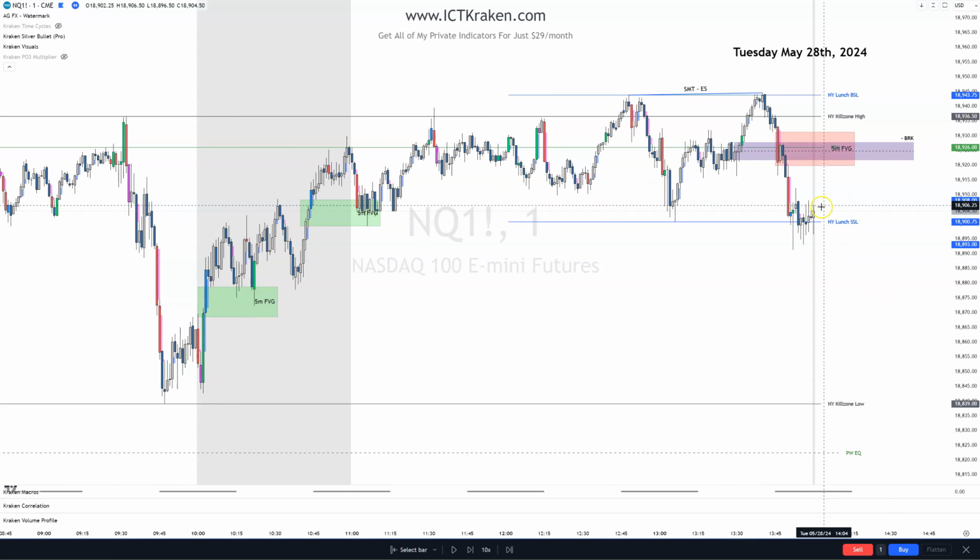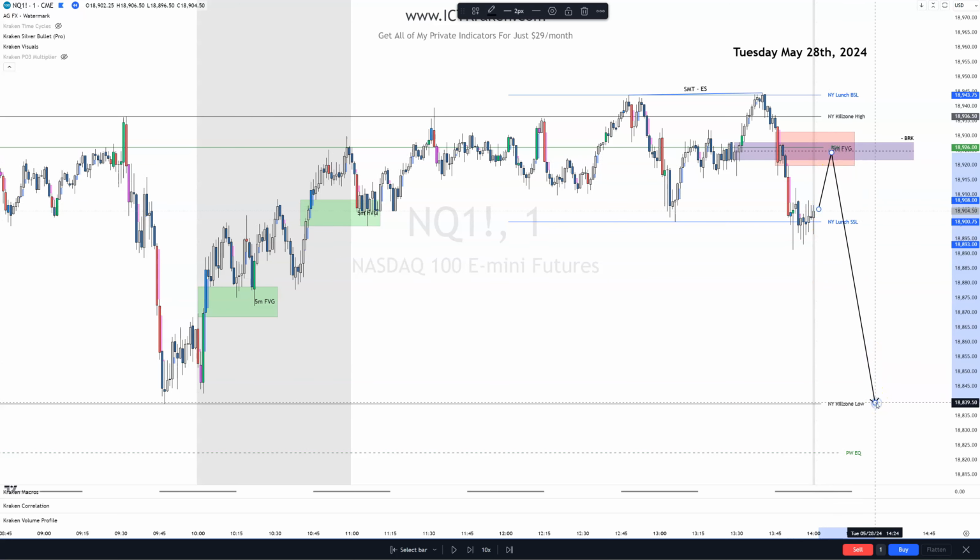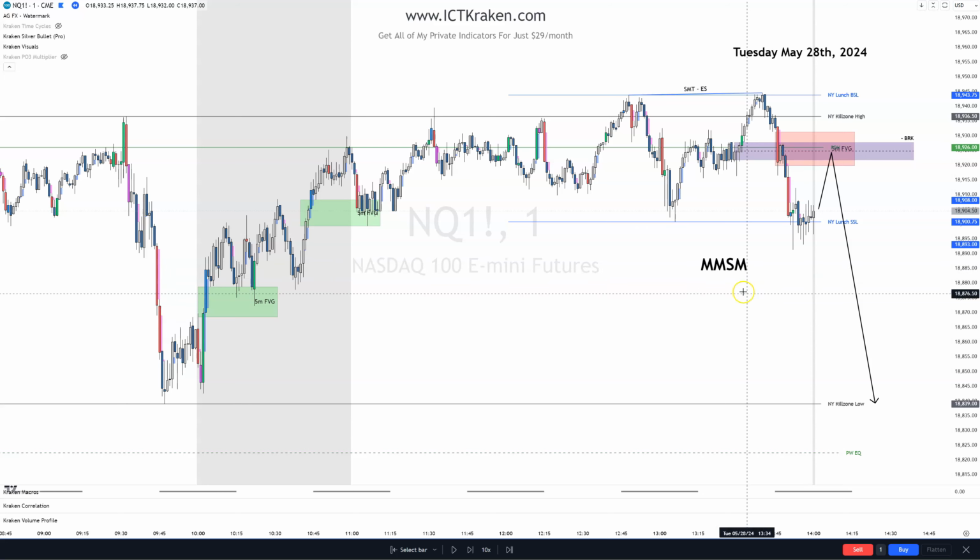Ideally, I'm looking for this. That's what I'm looking for right there. Okay, that's my plan. That would make this a market maker sell model.